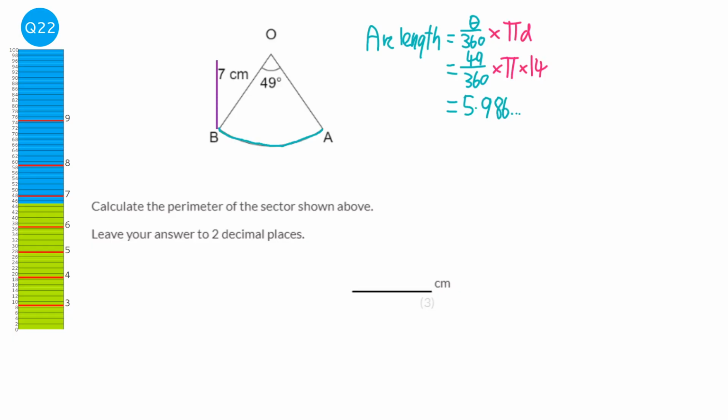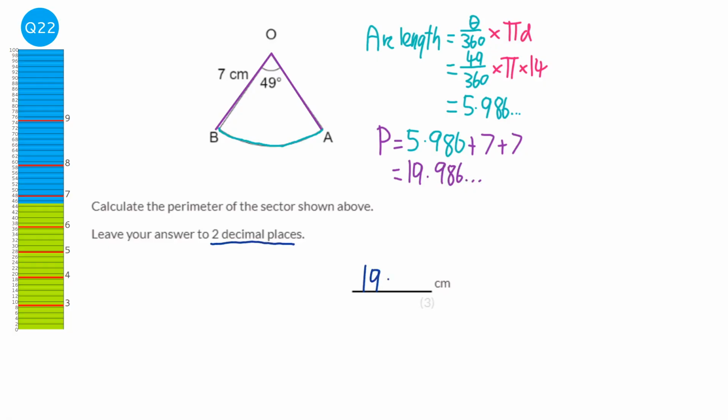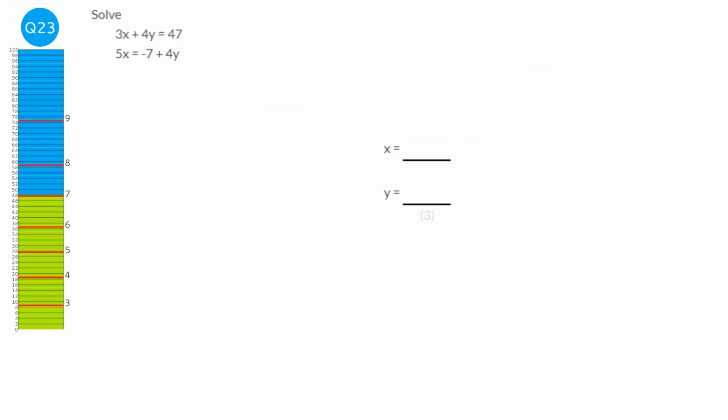Perimeter needs to include these parts here. So the perimeter will be the 5.986 plus a radius plus another radius. And when we do that, we get 19.986, blah, blah, blah. And we want to round it to 2 decimal places, so that would be 19.99 centimetres.